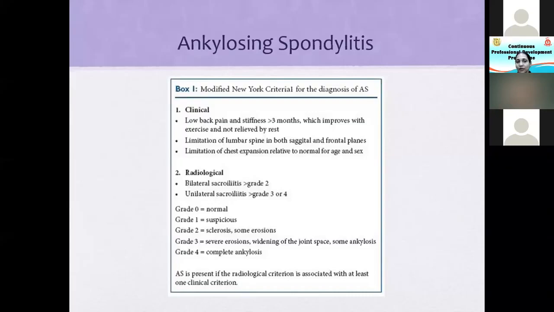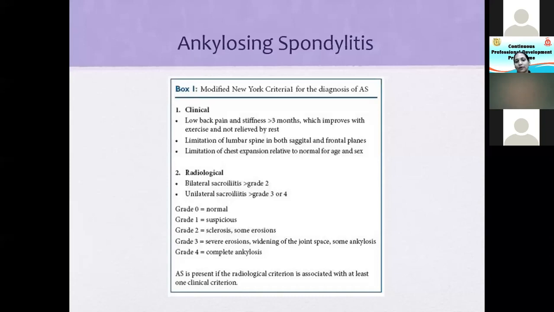Along with this, we have radiological criteria of sacroiliitis. If it is bilateral, the sacroiliitis has to be more than grade 2. If it is unilateral sacroiliitis, a sacroiliitis of either grade 3 or 4 has to be present.